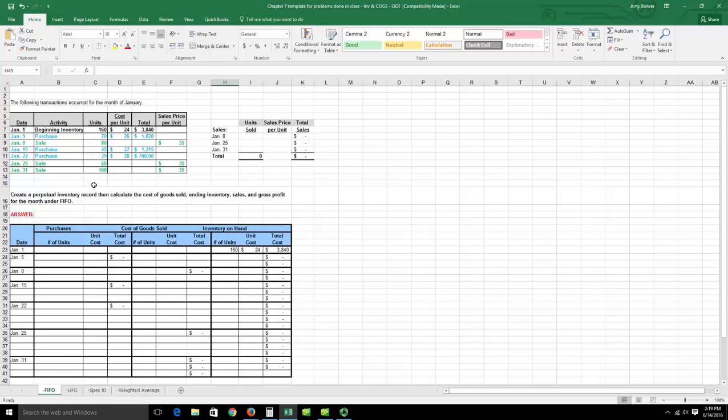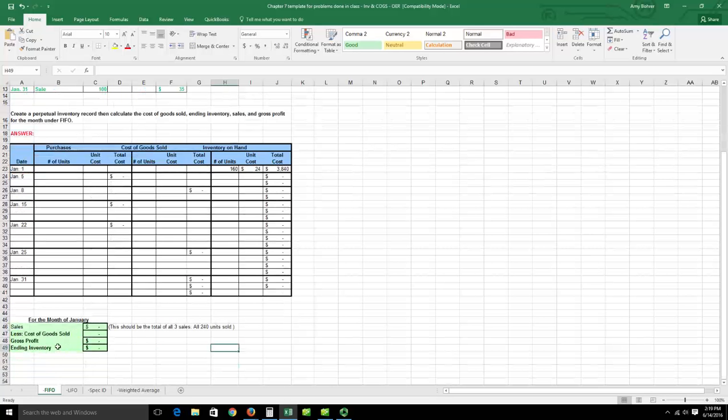And again, I'm asking you for similar information. These are the 3 pieces of information that MyOpenMath is asking you for down here: cost of goods sold, gross profit, and ending inventory. But in order to get the gross profit, you also have to calculate the sales. So I've added that to my list of questions down here.